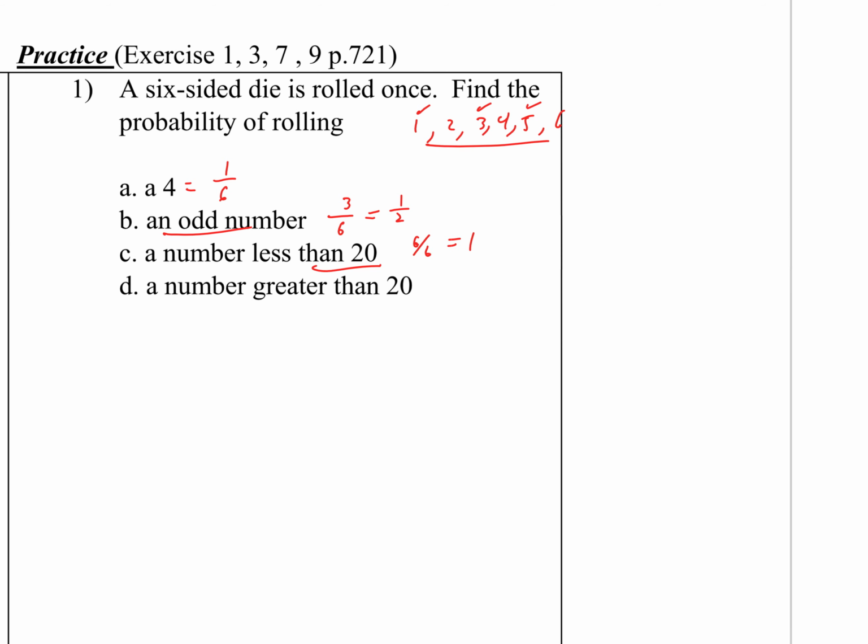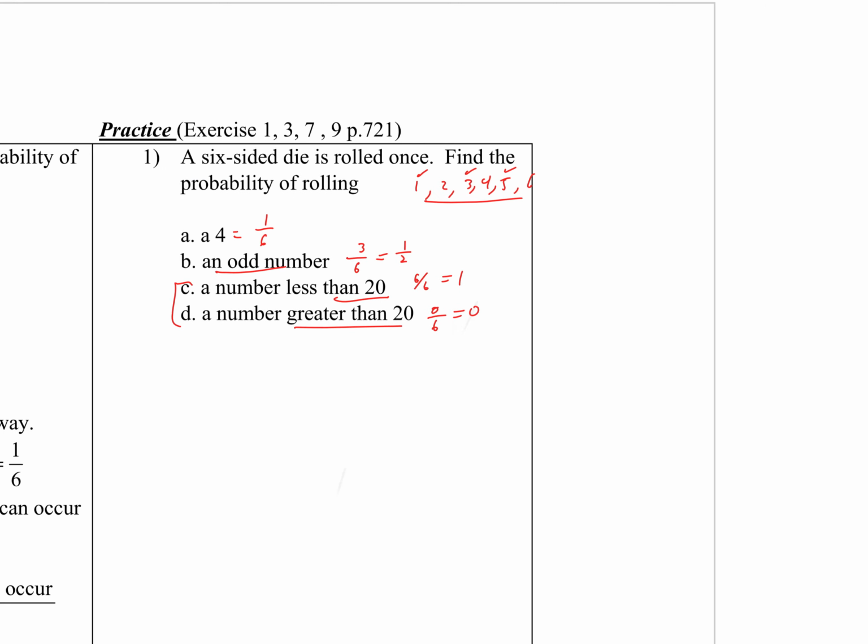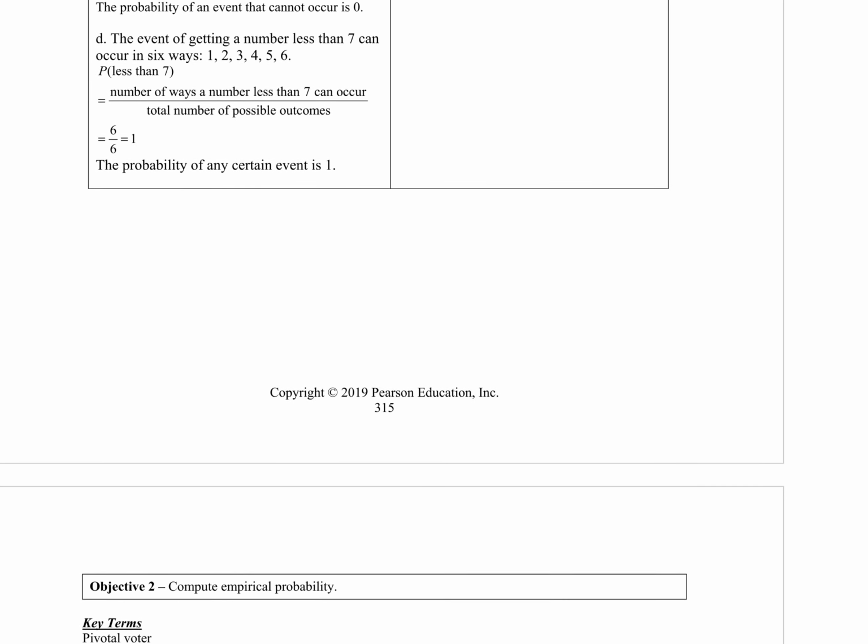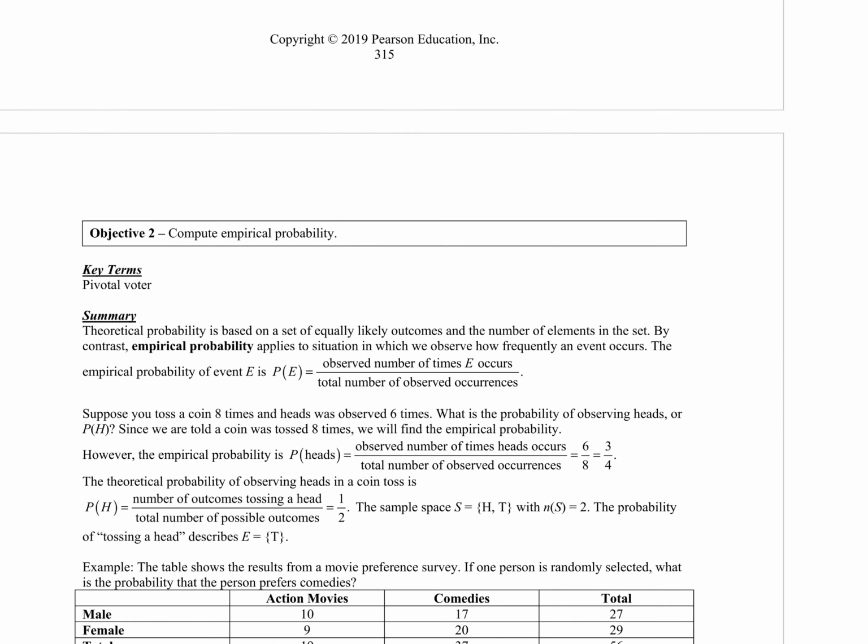Or a number greater than 20. No single number is bigger than 20 there. So it's going to be 0 out of 6, or 0%. Okay, these two parts are kind of silly. Okay, so that's it for this lesson. Let's talk about the empirical. Yeah, empirical probability. That's the next one.